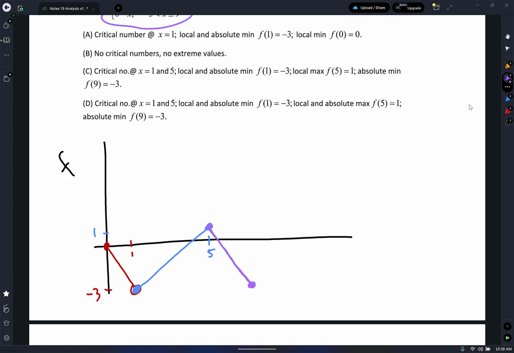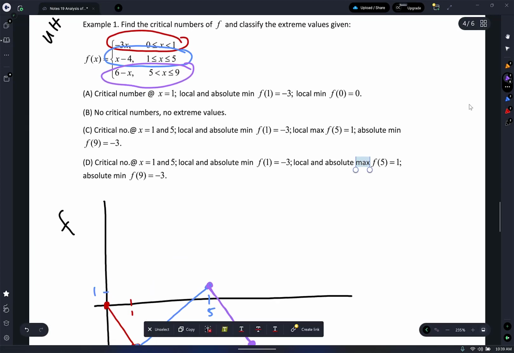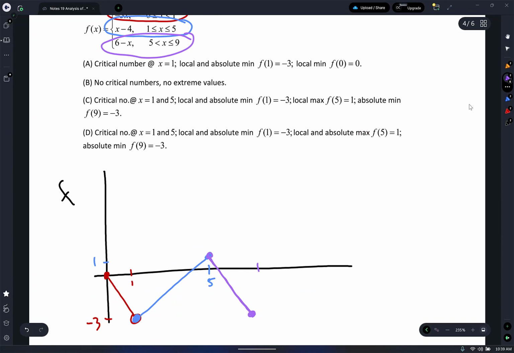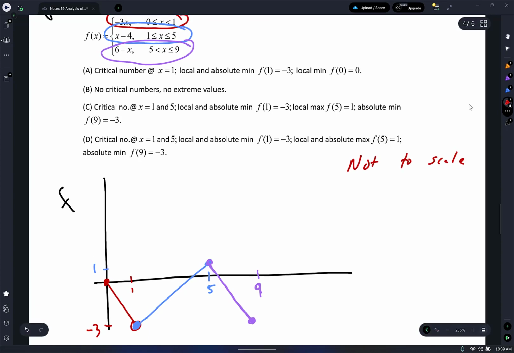Cool. F of 0 is an endpoint, and F of 9 is an endpoint. So this is 9. Not to scale. Okay, I have critical numbers where? That vertical circle is open on the 5, right? Yeah, but it doesn't matter because it's closed on the 5 for the sky blue.